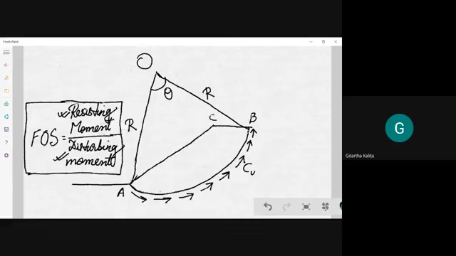Okay, so first the disturbing moment. For that, let us take a point O about which we will calculate the moments.